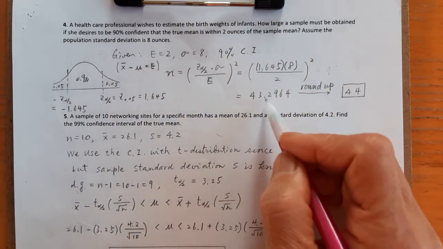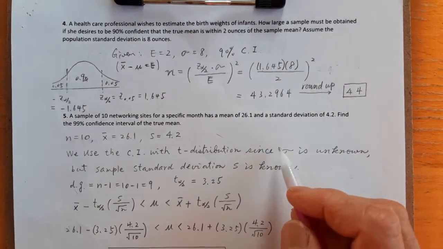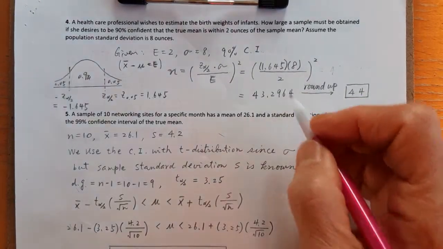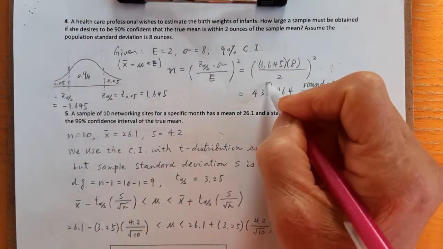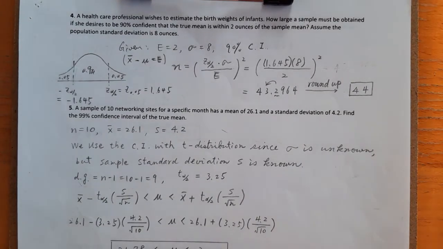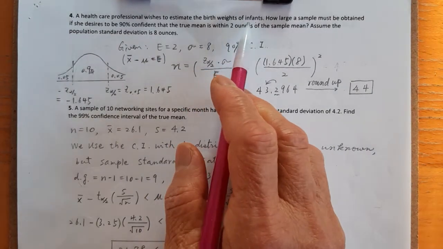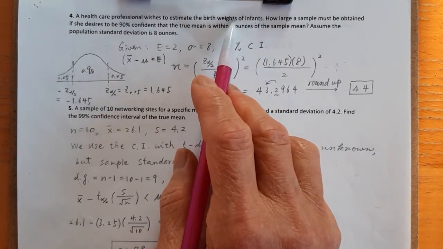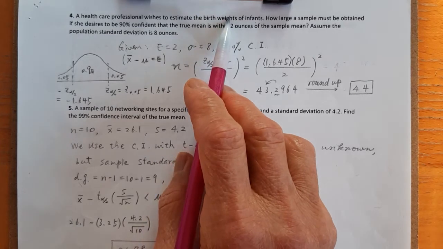You get 43.2964. Always round up, even here, where the decimal is small. Still round up. We get 44. Always round up. So the sample size n should be 44. She has to survey 44 infants and get the 44 birth weights.